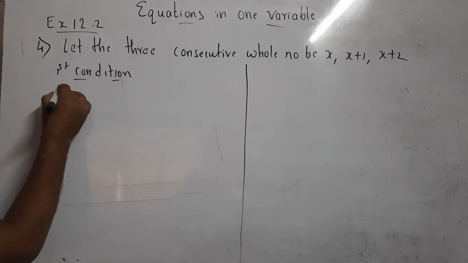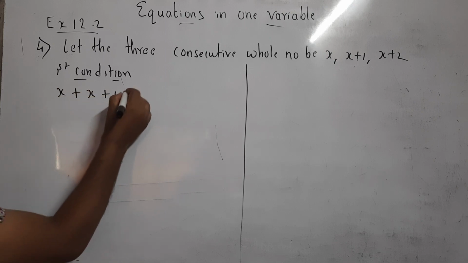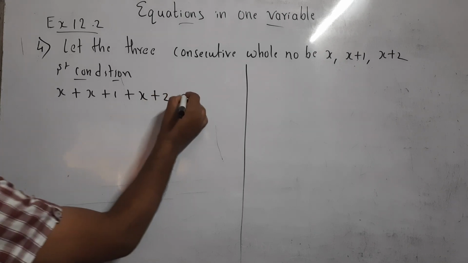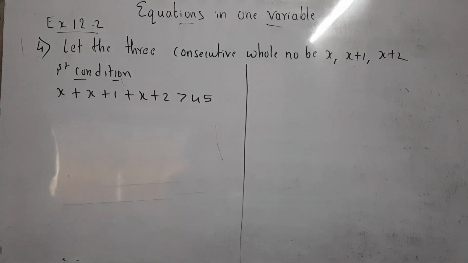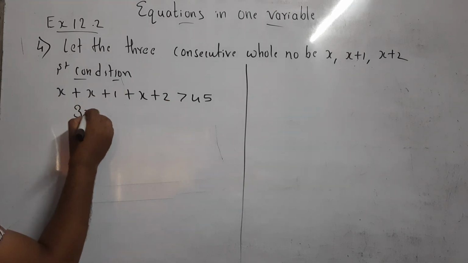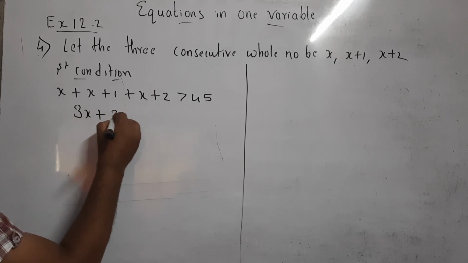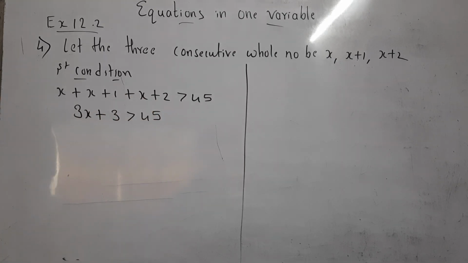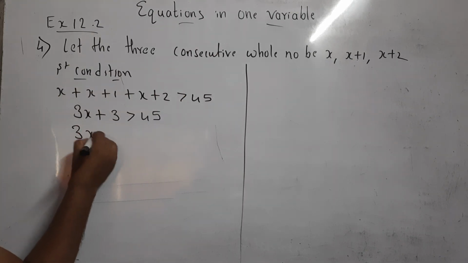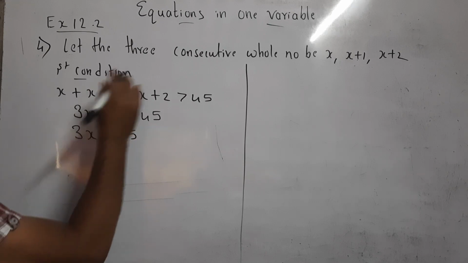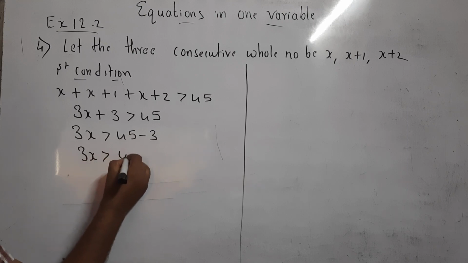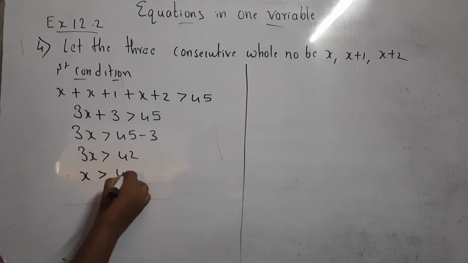The sum of the 3 consecutive whole numbers, x plus x plus 1 plus x plus 2, should be greater than 45. Greater than means bigger than 45. Greater is the greater sign. 1, 2, 3: 3x plus 3 is greater than 45. I hope all of you understood till here. Take the plus 3 to the other side. What will you get? 3x greater than 45 minus 3, which is 42.